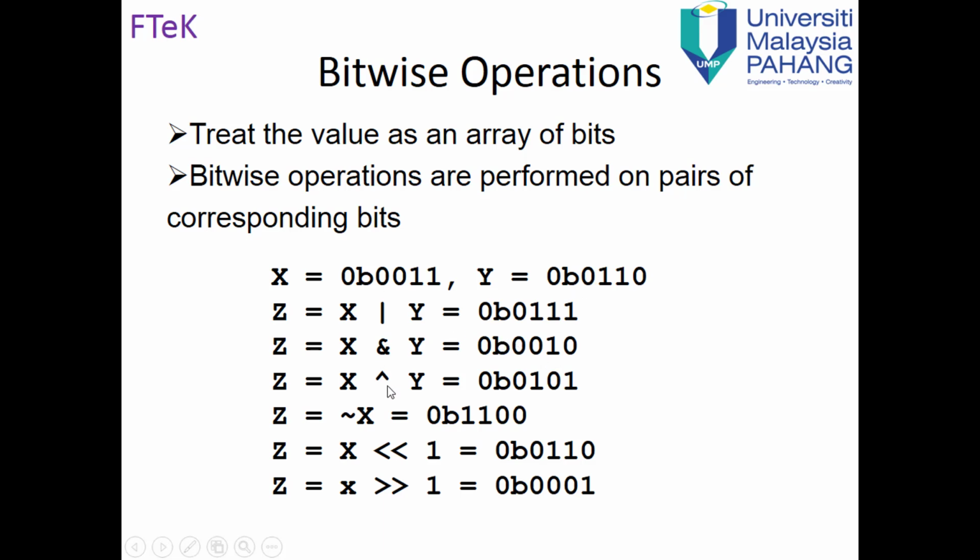The same applies for not x. As you see, x is 0011, so the not of it will be 1100. Okay, shifting: the 11 will be shifted to the left and we add 0 here. Shifting right, we add 0 from the left, so we have only 1. This one is thrown away and we have only 1000.